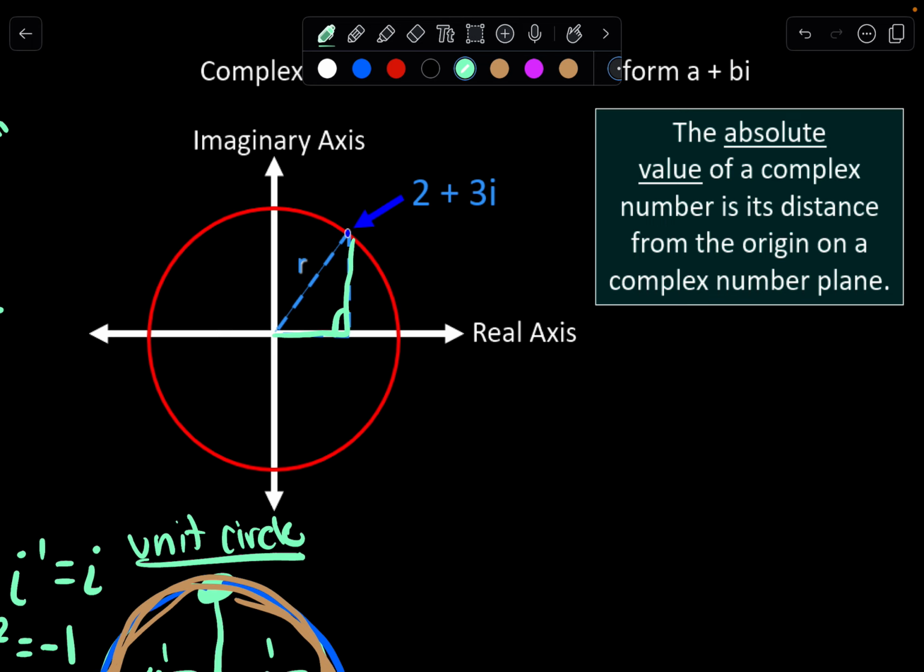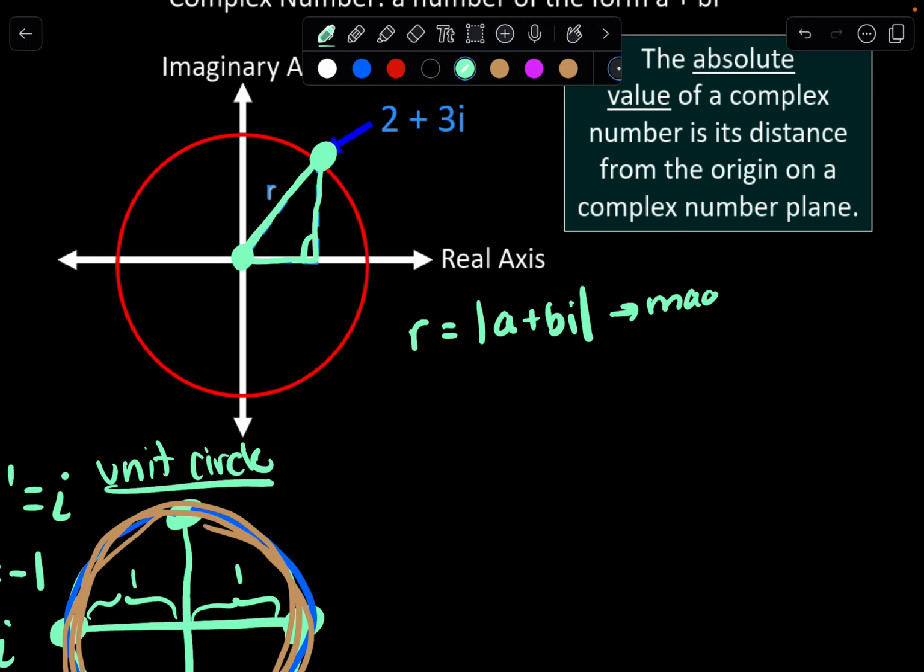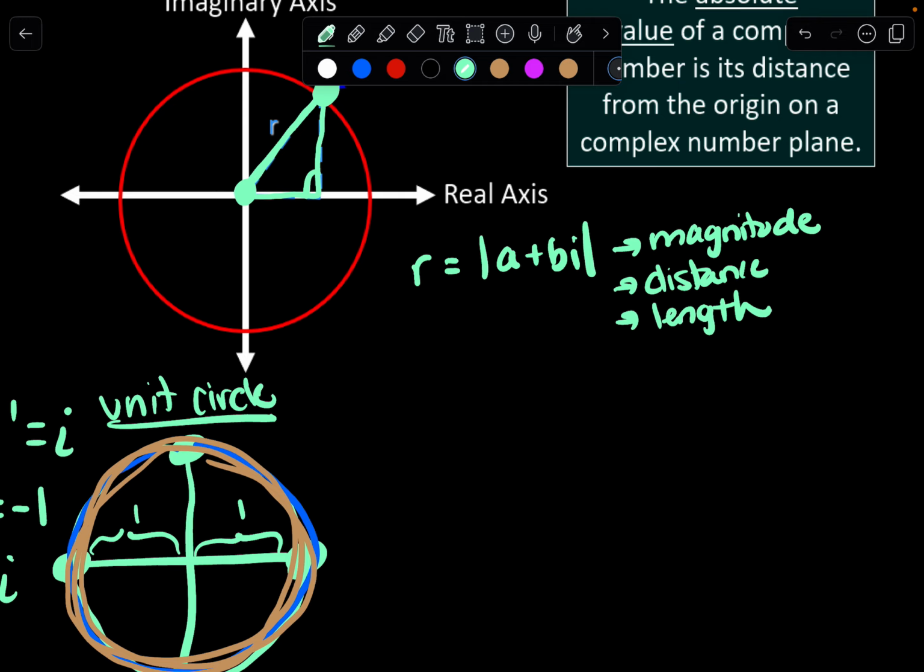So to find the radius, it's the absolute value of a complex number, and it's the distance from the origin on the complex number plane. So from the origin of the complex plane to the point, or that complex value in the complex plane, we are able to find the radius using the absolute value. Now, the absolute value is going to be your magnitude or the length, right? If you're in physics, you've definitely seen this. So that's the distance or the length. All of these are synonymous.